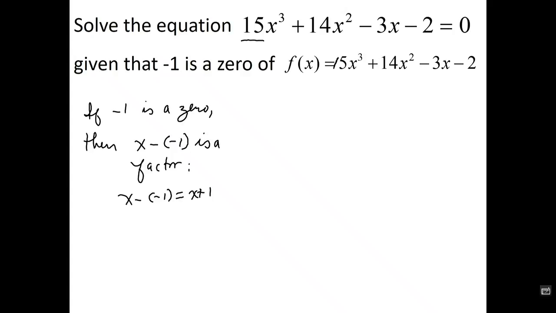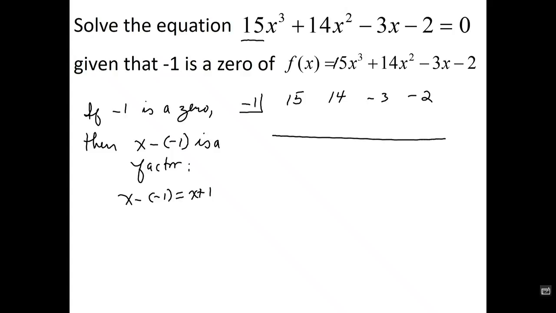So let's use synthetic division to check. We know that a negative 1 is a 0, so I can use synthetic division. Remember, in synthetic division, we just write the coefficients of each term. So this is the dividend: 15, 14, minus 3, minus 2.